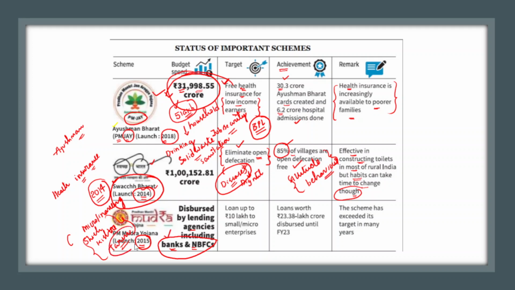Under Tarun, around 10 lakh loan will be provided for small and marginal or micro enterprises under this Mudra Yojana. Around 23.38 lakh crore have been disbursed so far under the Mudra Yojana. This is a major achievement under the Mudra Yojana program. And in fact, if we talk about the achievement of this program, this scheme has actually exceeded its target in many years. So therefore, this is considered one of the most important achievements of the government.